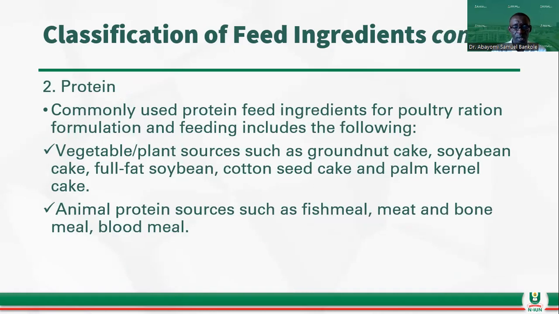Another classification of feed ingredients for poultry birds is the protein. Commonly used protein feed ingredients for poultry ration formulation include vegetable or plant sources such as groundnut cake, soybean cake, full-fat soya, cotton seed cake, and palm kernel cake. Another is animal protein sources such as fish meal, meat and bone meal, and blood meal.